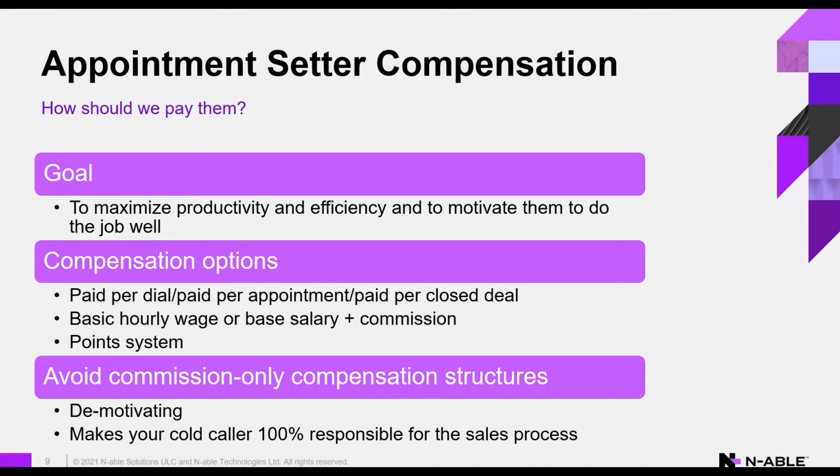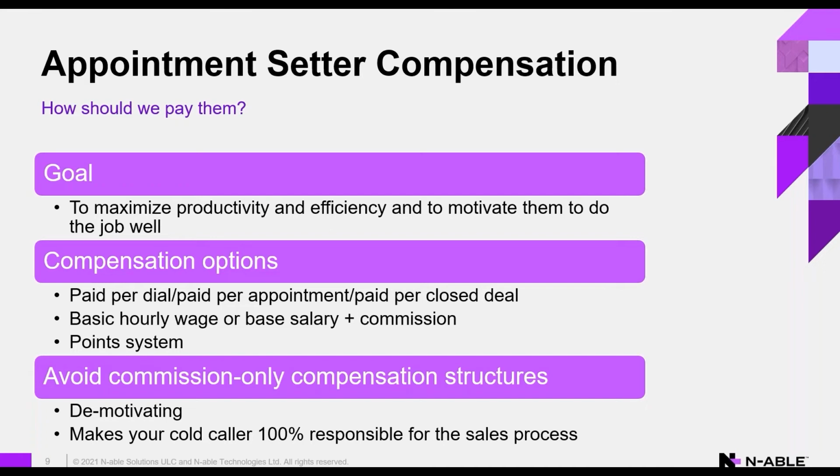And so each of our SDRs, sales development representatives, they have a points target of 26 points per month that they need to reach. The points are based on the size of the deal that's closed and whether they meet their appointment target for the month. If they get all 26 points, they receive a bonus. But at the end of the day, you want to make sure that you're avoiding commission-only compensation structures for a couple of big reasons.